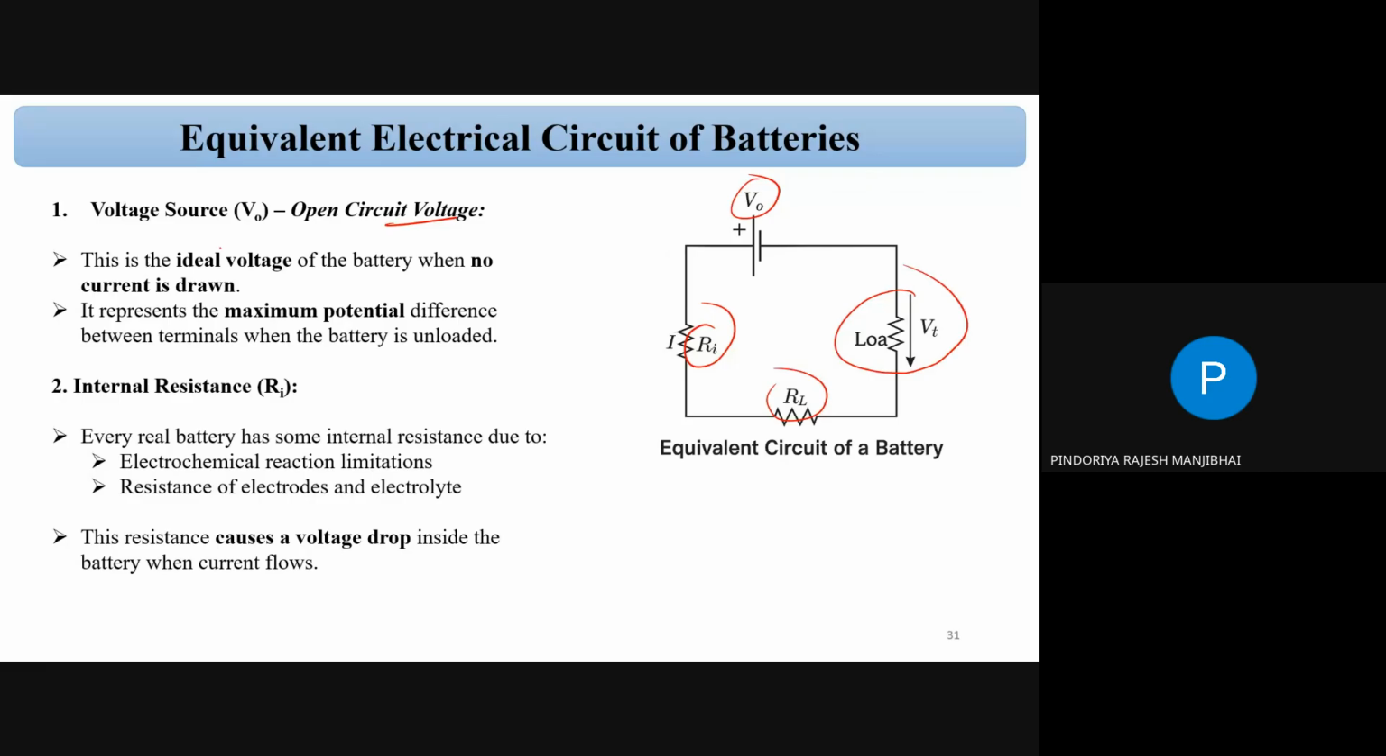Okay. So what is open circuit voltage? This is the ideal voltage of the battery when no current is drawn. Normally we can say the circuit is open, then we call it open circuit voltage.